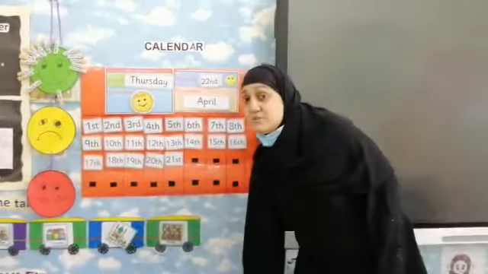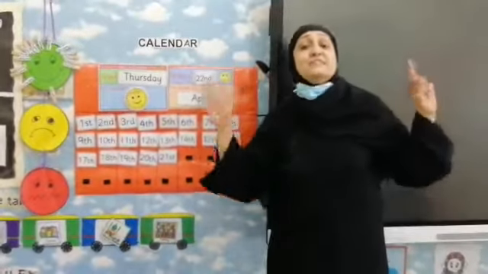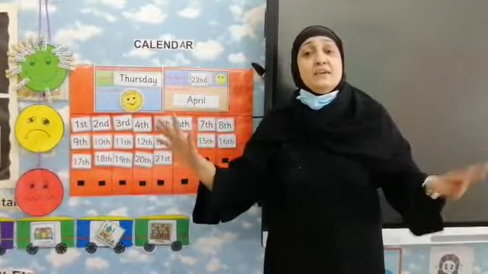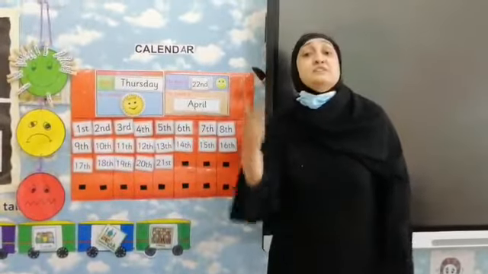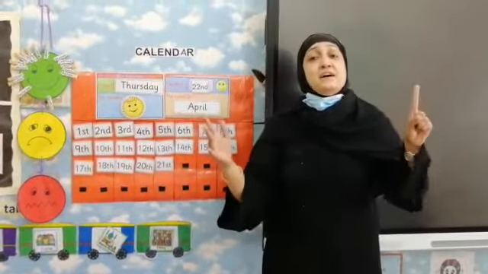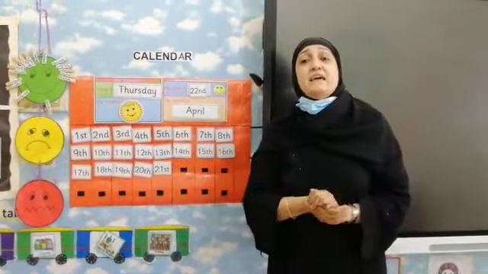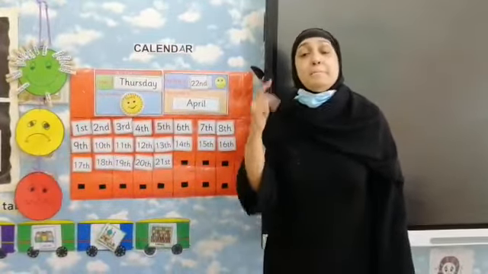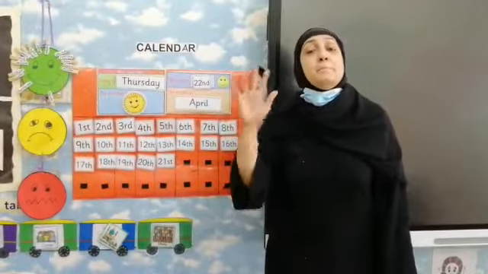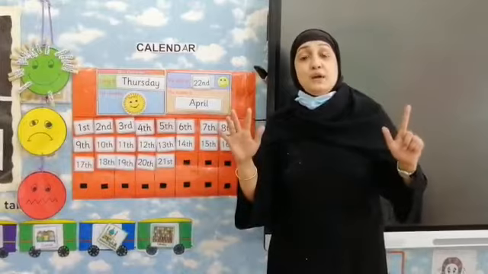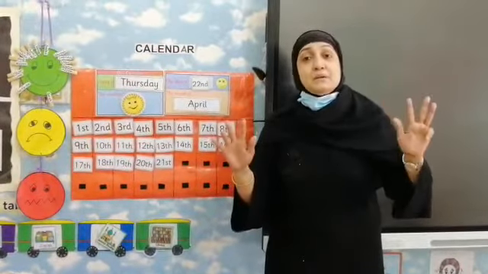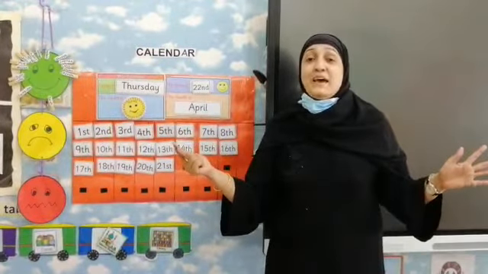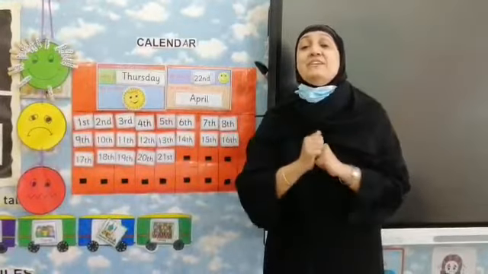So let's sing the days of the week song now. Are you ready? There are 7 days, there are 7 days, there are 7 days in a week. Sunday, Monday, Tuesday, Wednesday, Thursday, Friday, Saturday. Now let's see the months. January, February, March, April, May, June, July, August, September, October, November, December. So how many months do we have? We have 12 months and 7 days.